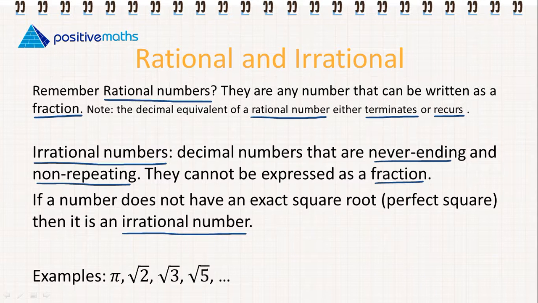So some examples: pi, the square root of 2, the square root of 3, the square root of 5. You'll notice we didn't include the square root of 4 because we know the square root of 4 is 2, which is a perfect square.